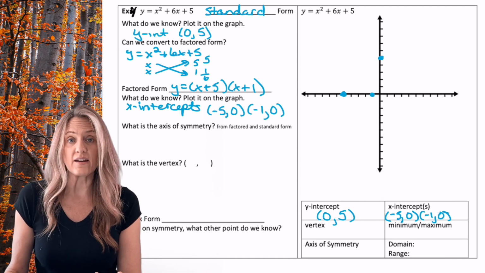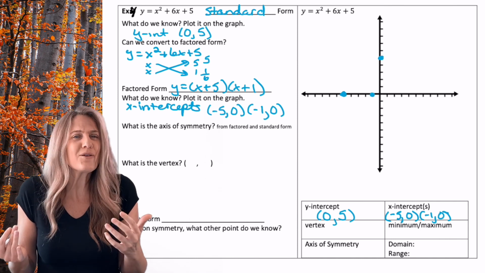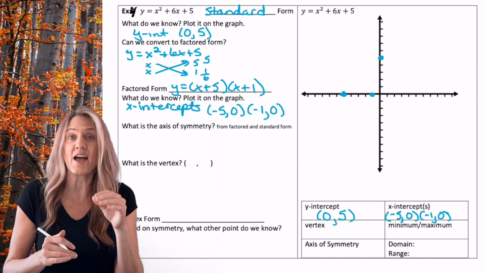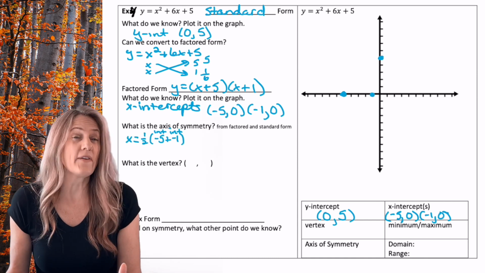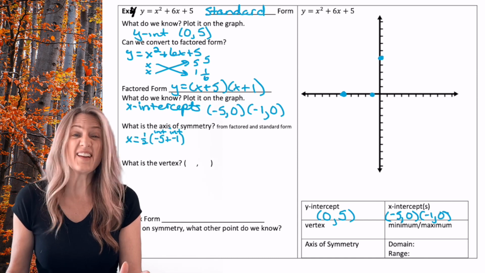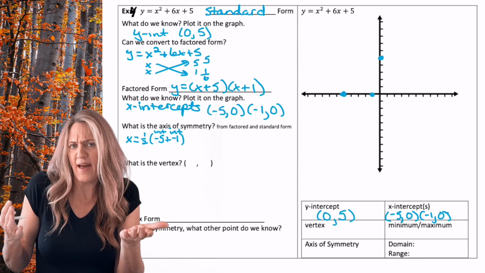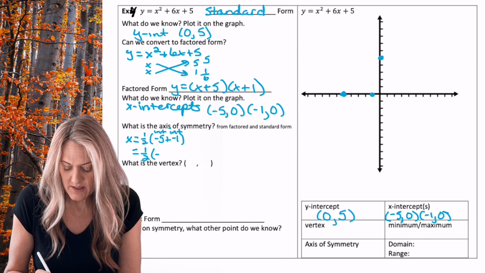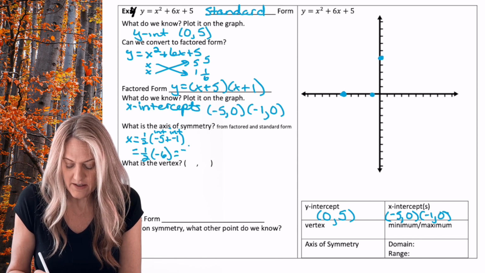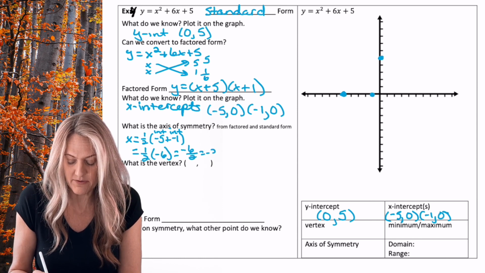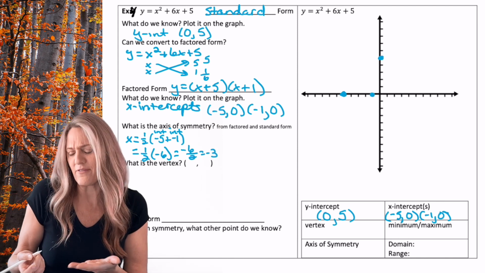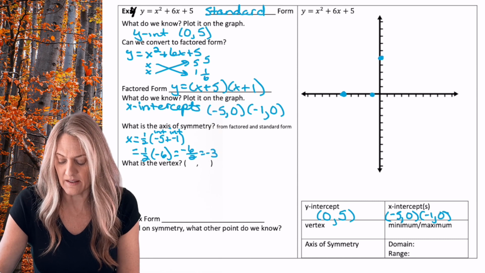So let's do that. First of all, from factored form, we already kind of know what the axis of symmetry is because it's right in the middle of that -5 and -1. So if I add -5 plus -1 and then divide by 2, or multiply by a half, same, I'm going to get 1/2 times -6, or -6 halves, which is -3. My axis of symmetry is at -3. Now, mind you, we have the graph, so it's pretty easy just to count in the middle as well.